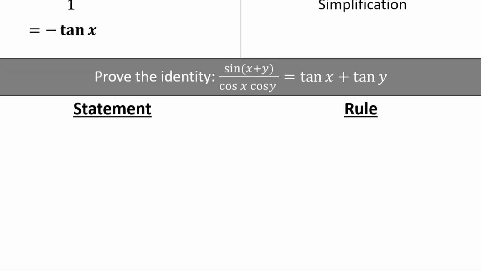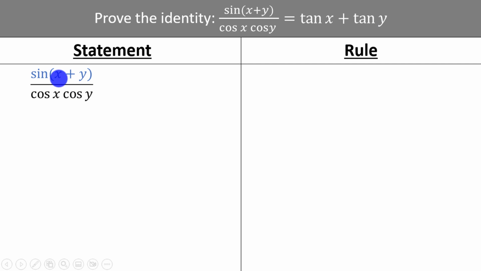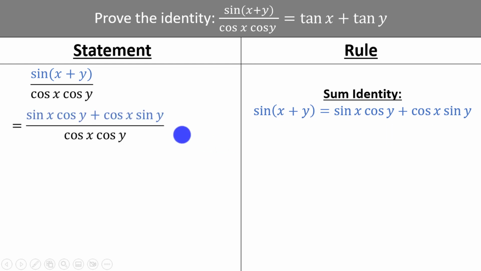Let's try this problem. We are asked to prove the identity sine of x plus y divided by cosine of x times cosine of y is equal to tangent of x plus tangent of y. We have sine of two angles added together in the numerator. We know that the sum identity for sine is sine of x plus y is equal to sine of x times cosine of y plus cosine of x times sine of y. We can substitute this into the numerator of our expression.